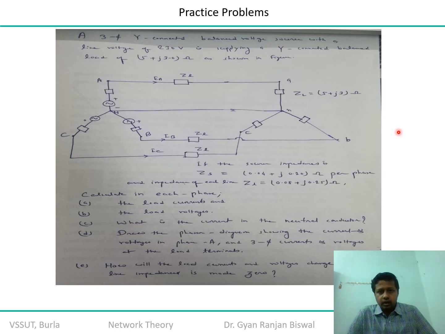So the source impedance ZS magnitude is given, and the impedance of each line ZL is also given. Calculate in each phase the load current and load voltage. What is the current in the neutral conductor? Draw the phasor diagram showing the current and voltage in phase A, and the three-phase currents and voltages at the load terminal. How will the load current and voltages change if the line impedance is 0? If the line impedance were made 0, then what kind of changes would you need to incorporate in line voltage and line current?